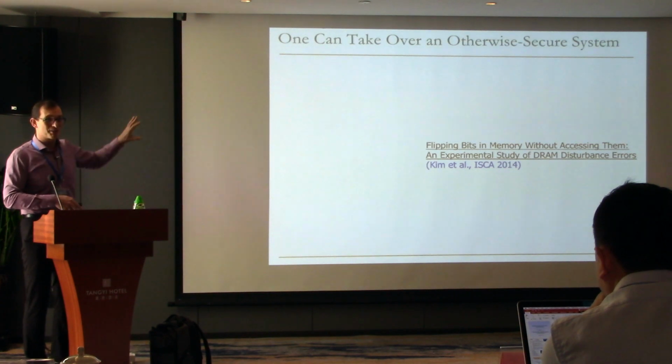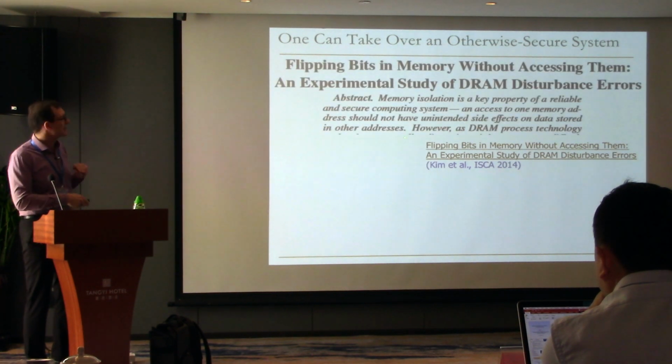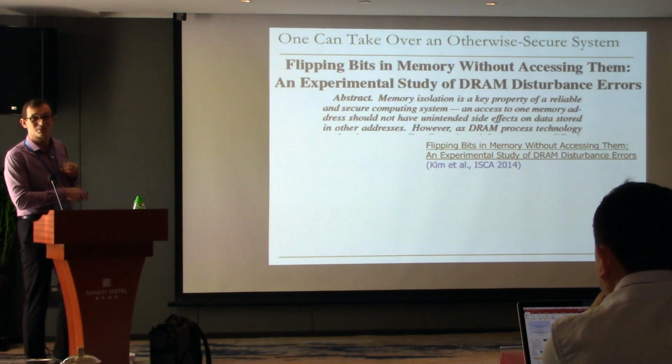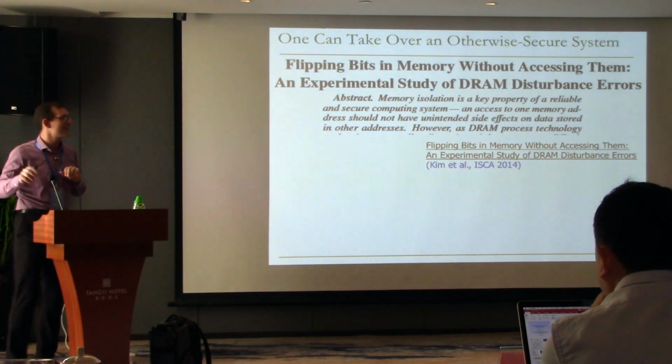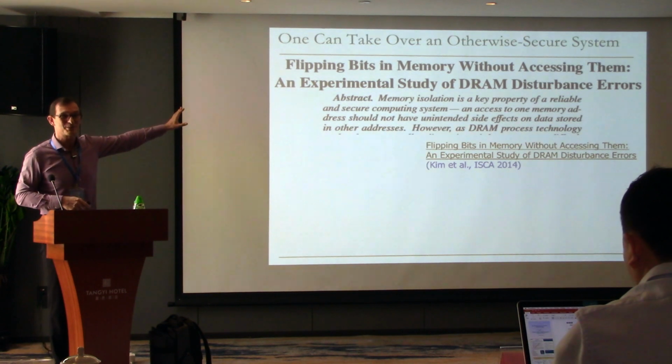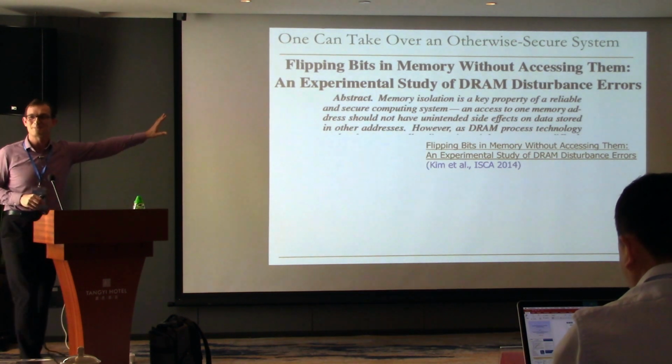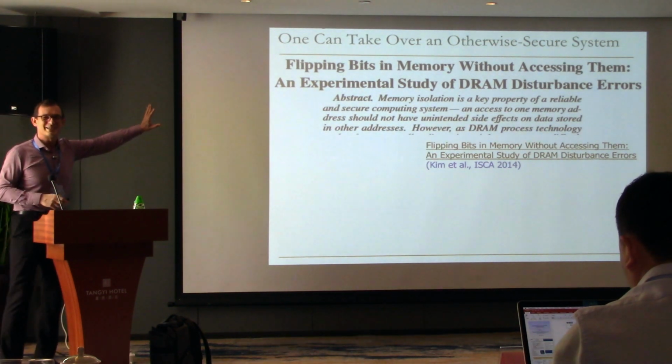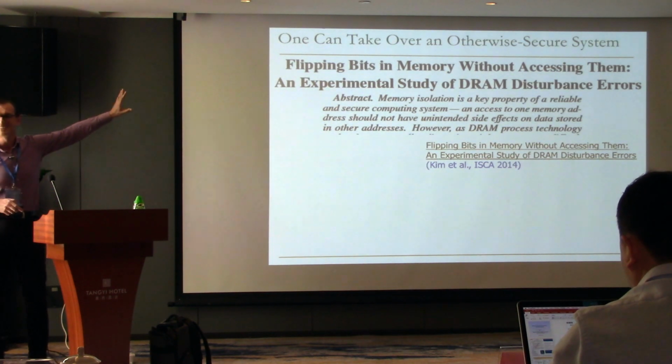When we wrote the Rowhammer paper, the first thing that we said was that memory isolation is a key property of a reliable and secure computing system, and access to one memory address should not have unintended side effects on data stored in other addresses. This is very fundamental. I think that's absolutely true. I don't think there's another way of building a system without these properties. If you know of a way of building a system without these properties, please let me know. I think you may win the Turing Award if you do that.